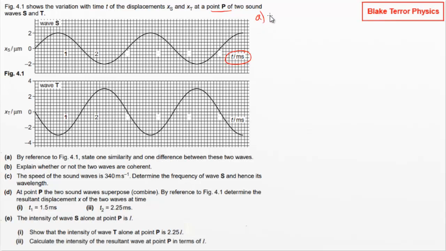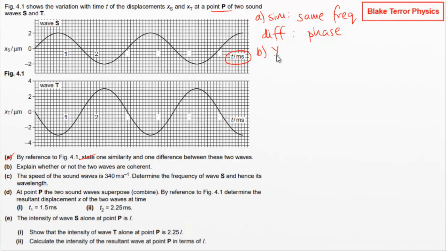Right, let's say then that the similarity is that they've got the same frequency. That's certainly apparent from the graphs, and a difference where they're out of phase. So you can just say they've got a difference in phase. The difference is their phase is different. We just had to state, didn't we? Yeah, so that's fine. Explain whether or not the two waves are coherent.